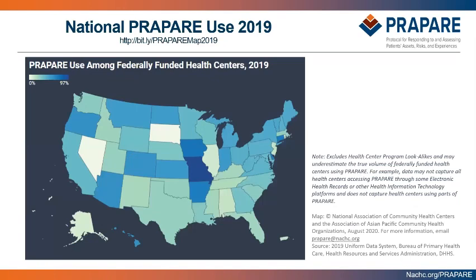Here we have a map illustrating PRAPARE use across the US and FQHCs using 2019 UDS data. And we're currently updating this with the new 2020 data that's just come out. If you'd like to learn more about the number and percentage of PRAPARE users in your state, we encourage you all to check out the link, which will take you to an interactive version of this map.